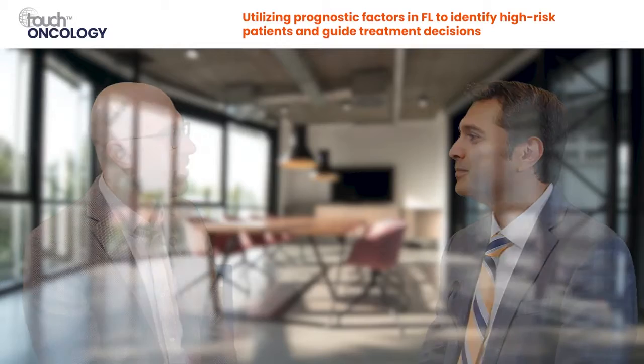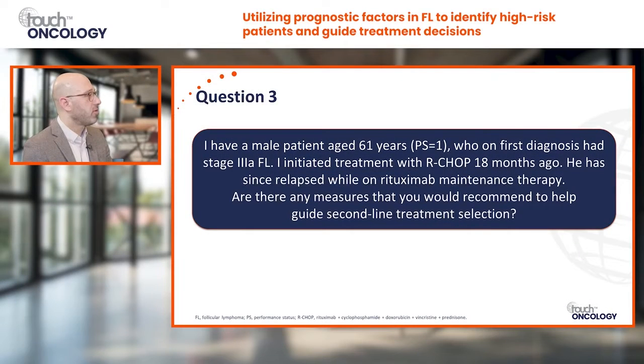Thank you. So Dr. Ghosh, I have a male patient aged 61 years with a preserved performance status of 1. He was first diagnosed with stage 3A follicular lymphoma. I previously treated this gentleman with R-CHOP 18 months ago, and unfortunately he has now relapsed on maintenance rituximab therapy. Are there any measures or other metrics that you would use to help guide second-line treatment decisions in your practice?